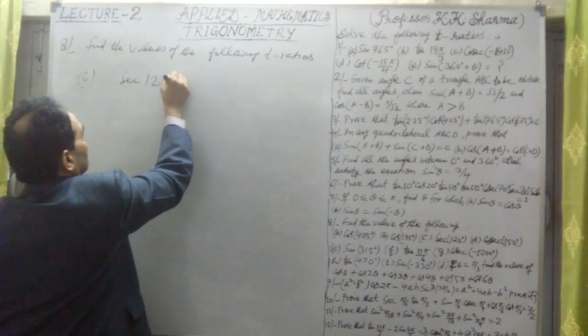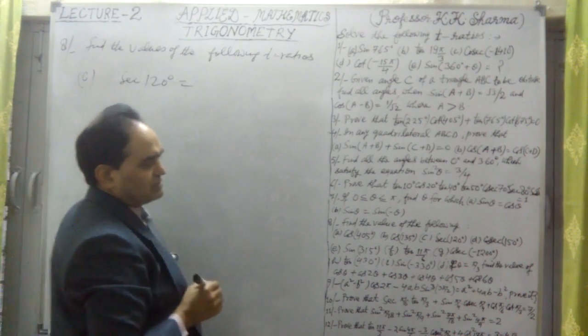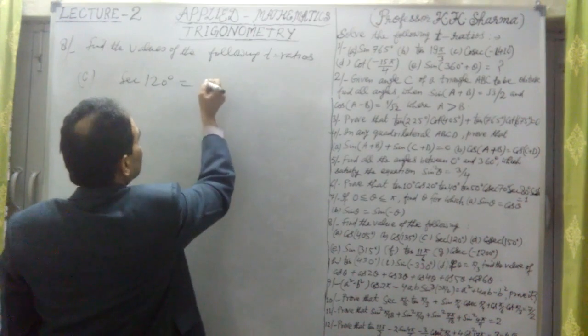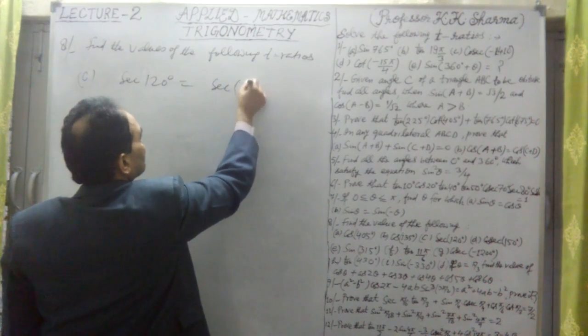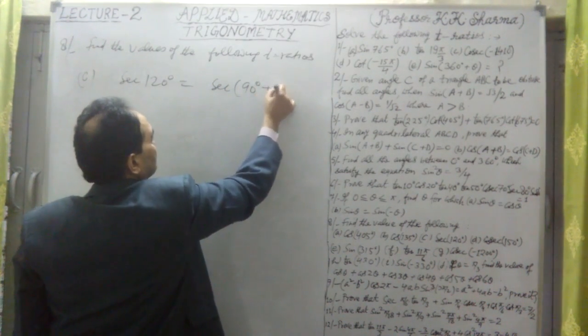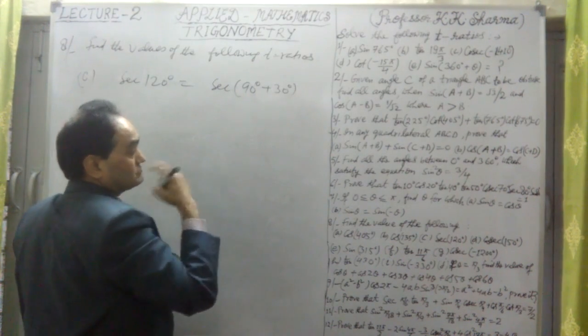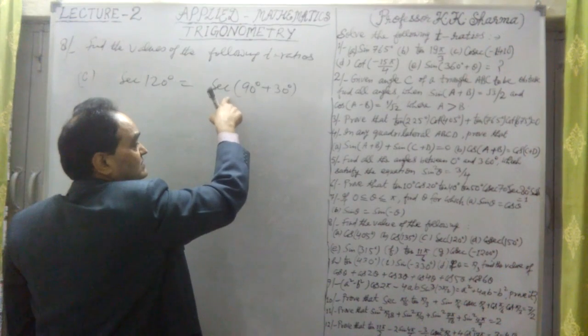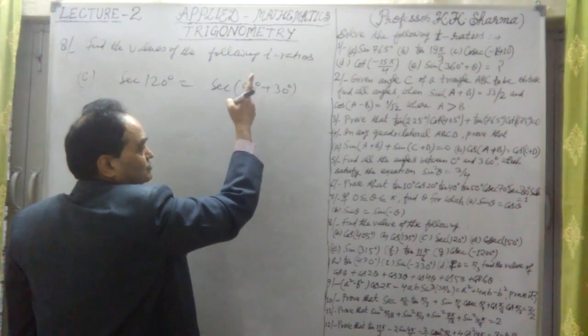Second, 120 degree. Again, we can write it as 90 plus theta, so 90 degree plus 30 degree. Now we know that this is again lying in the second quadrant. In the second quadrant, only sine and cosec are positive; the others are negative.